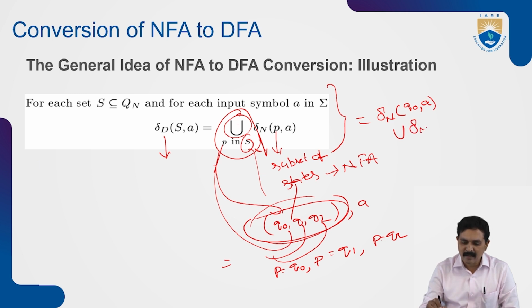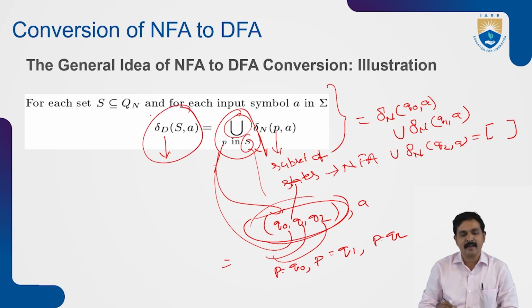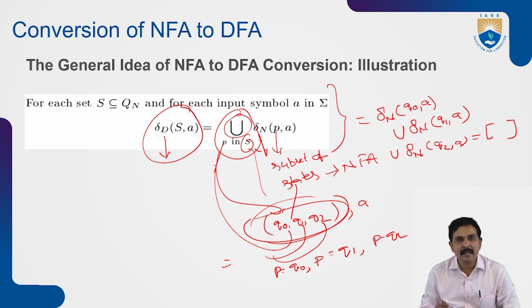Next is the delta n of the next state, Q1 comma A, union delta n of Q2 comma A. So finally you find the results, and that becomes the state of DFA. This is the state of DFA. So I think this is the only one formula I am recommending for the conversion of NFA to DFA, using the approach called subset construction.